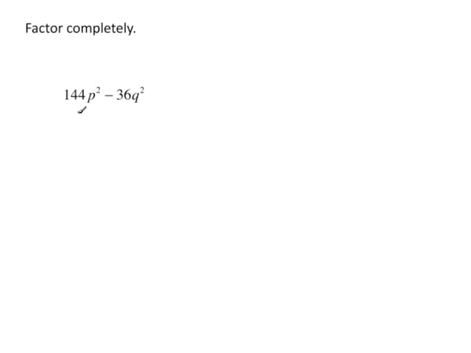Okay, to factor this binomial completely, the first step we need to do is see if we have a common factor. So something that can go into 144p squared and 36q squared. Sometimes it's not as easy to recognize the greatest common factor. So again, if we organize our work, it'll be a little bit easier to determine the greatest common factor.